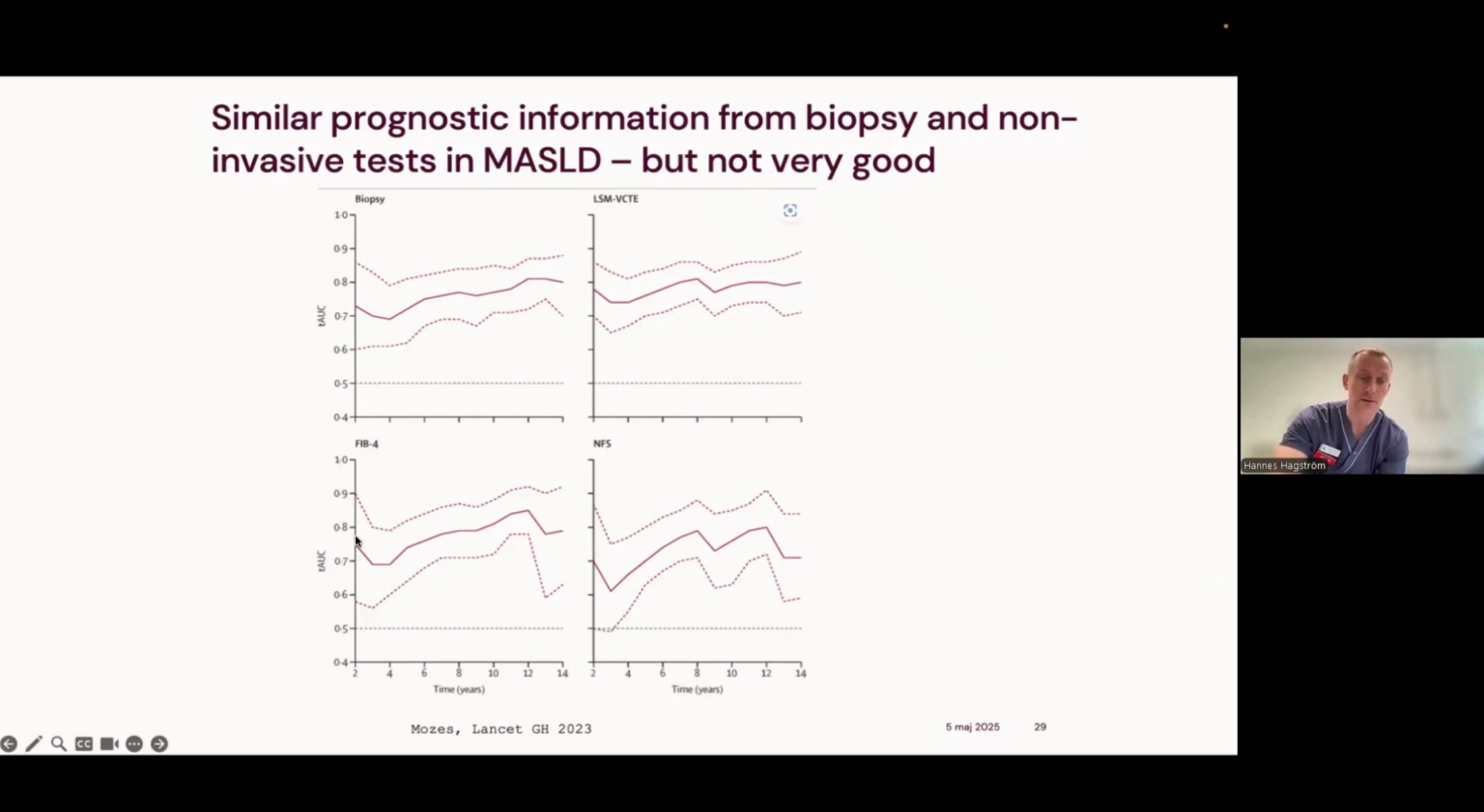So what does this AUC really mean? Well, it sort of tells you that if you look at patients who have developed liver-related outcomes and compare them to patients who have not developed liver-related outcomes, they're like 70 to 80% more probable to have a high FIB4 or high FibroScan value compared to those that don't. So that's maybe not super good.